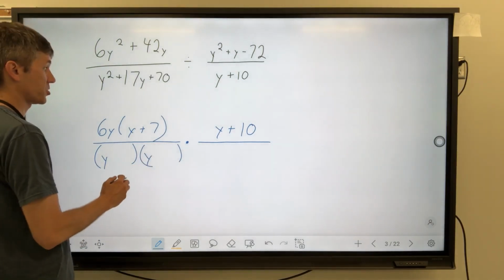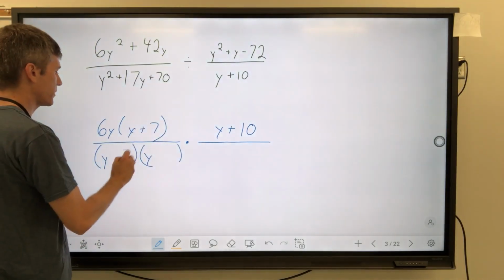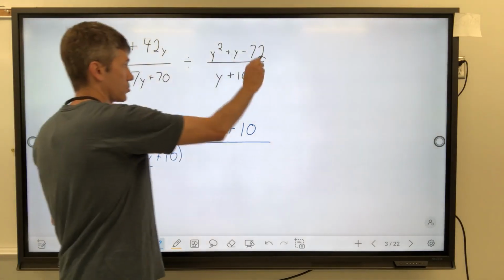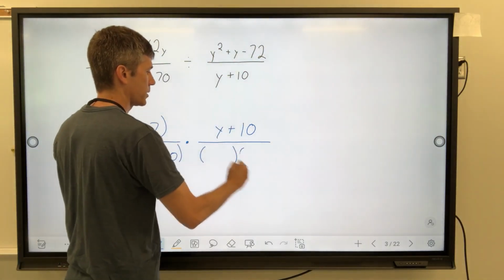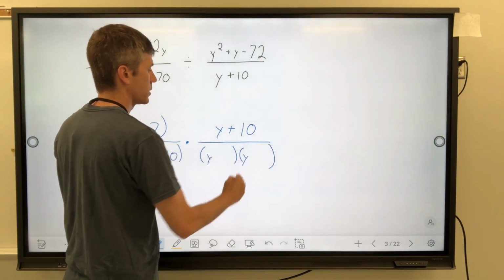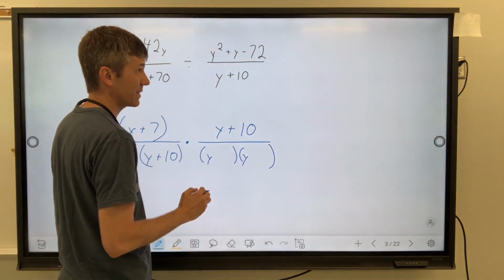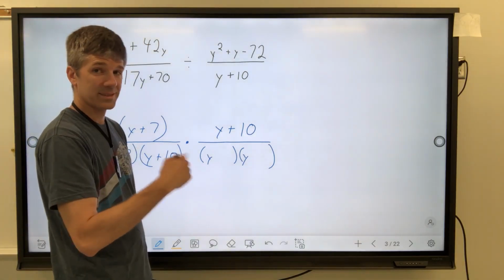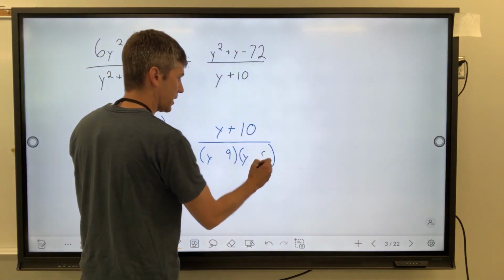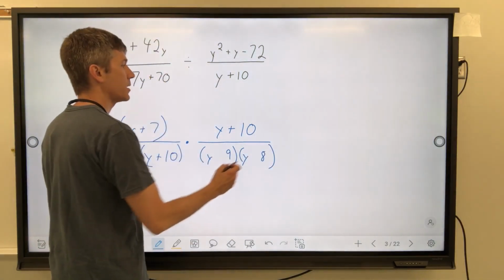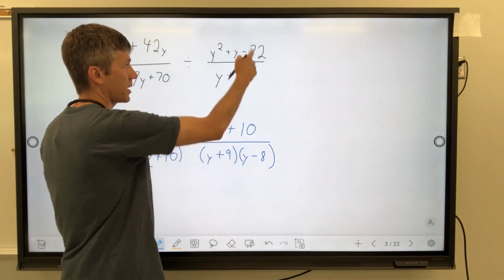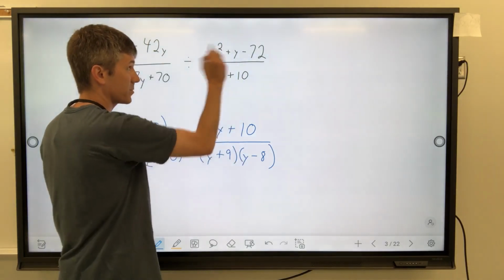Why? Because I said so. Two numbers multiplied to give me 70, must be 7 and 10. Okay, no GCF there. Two numbers multiplied to give me negative 72. So I need two opposite signs. So 9 times 8. Negative 8 times positive 9 gives me negative 72. Negative 8 plus 9 gives me positive 1.